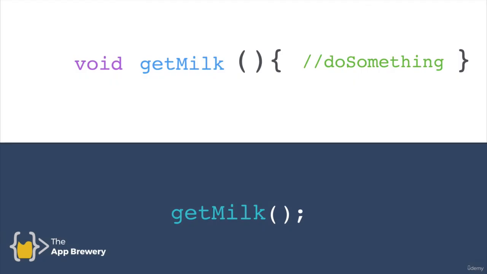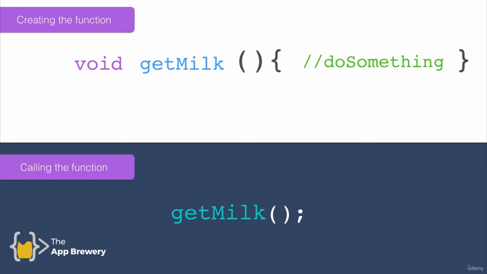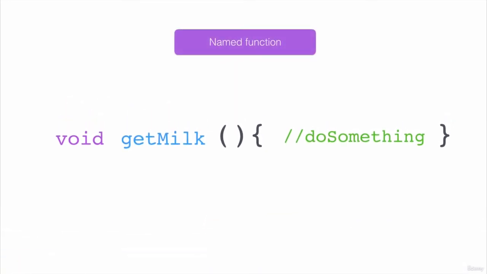In Dart, the way that you would create the function looks like this. We've got the name of the function, which is called getMilk, and then we've got the curly braces, which enclose all of the things that should happen when this function gets called. And then later on, when we actually need to use it, we will call the function, or tell the computer to execute all of this, by writing something like this, giving the name of the function. Now this is called a named function. Well, it makes sense because it's got a name, right? We can identify it by what it's called.